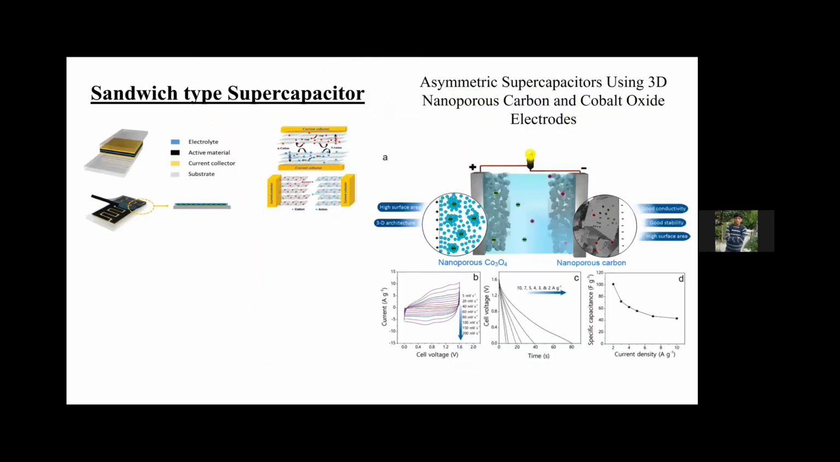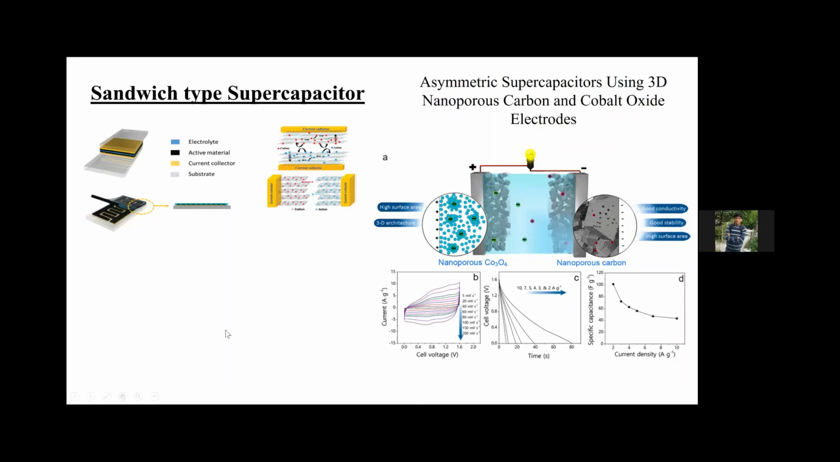Another is the sandwich type capacitor. Till now we have seen the two electrodes patterned onto one substrate, and after that we use the gel electrolyte, and it becomes planar. But the sandwich is just the opposite, where we deposit on different current collectors, different substrates, and the material is deposited on the substrate, and then we make a sandwich.